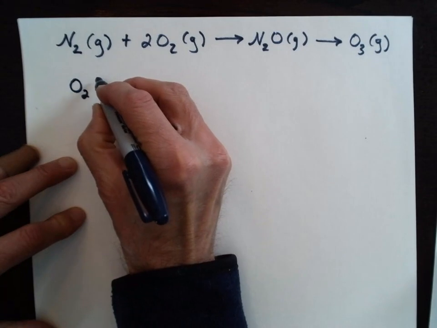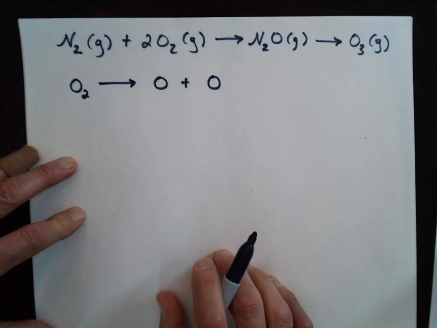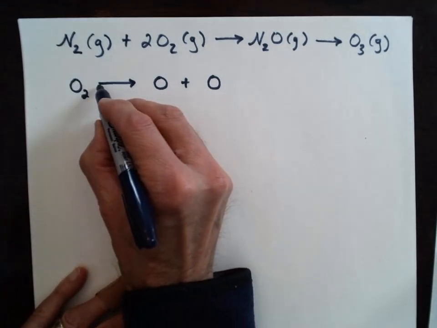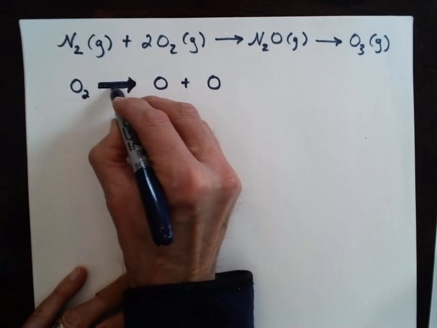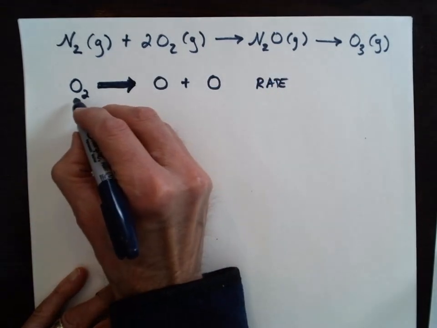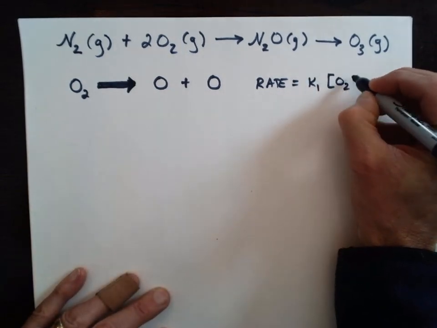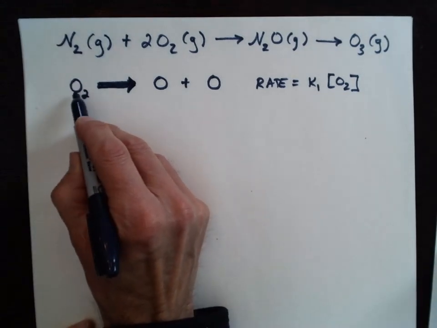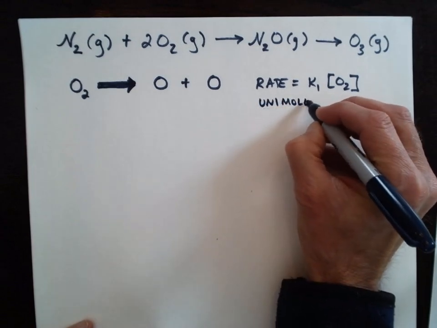A molecule of oxygen gas splits into 2 singular oxygen atoms. Now, since this is a mechanistic step, we'll draw in the bold arrow here. Remember that we can assume that the rate for this is based on the reaction stoichiometry of the reactants. So we'd say this is k1 for step 1 times the concentration of oxygen. And because there is only one reactant, we call this a unimolecular step.